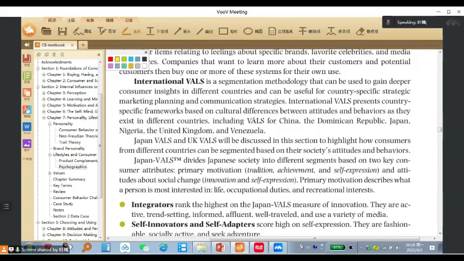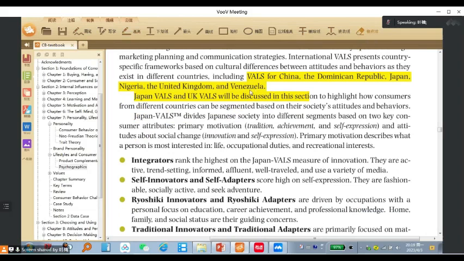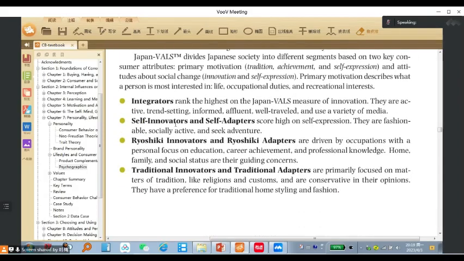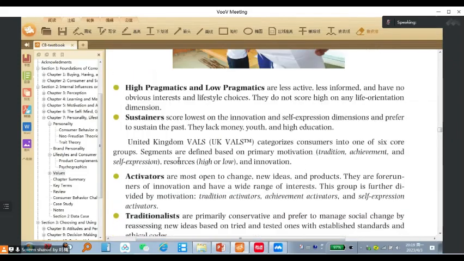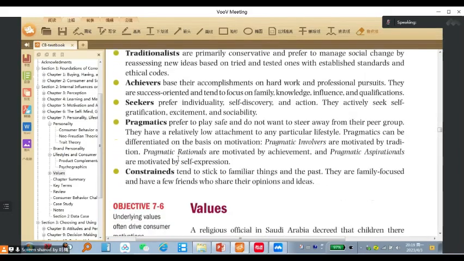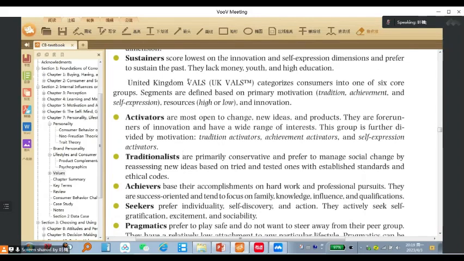And there are different editions for different countries. Here illustrates the UK values. UK values categorize consumers into one of 6 core groups based on primary motivation: tradition, achievement, self-expression, and resources, high or low, and innovation.